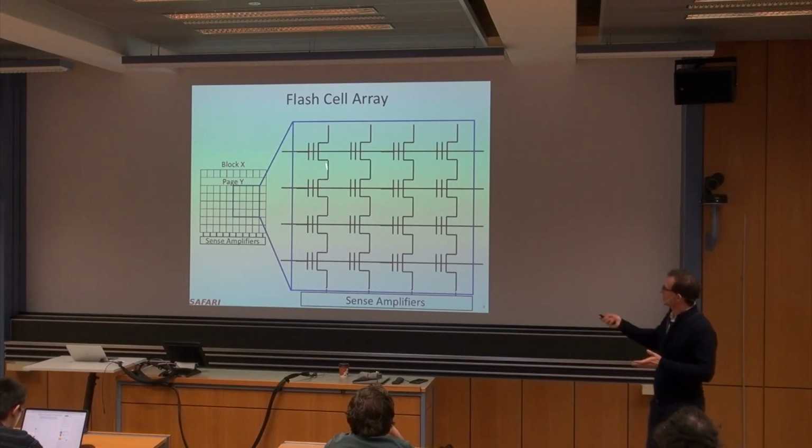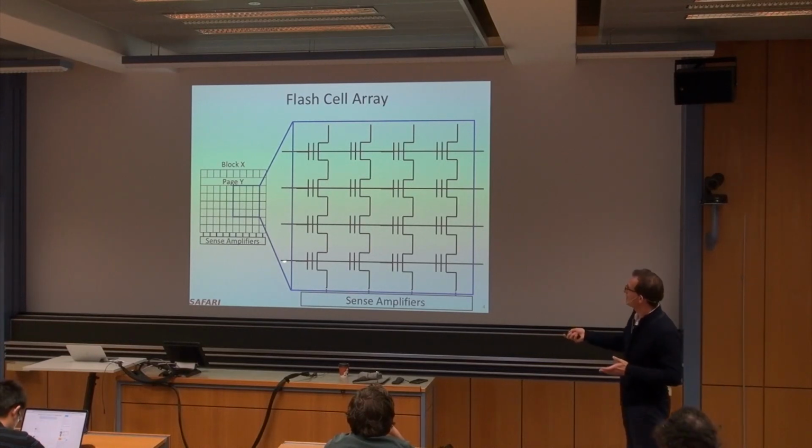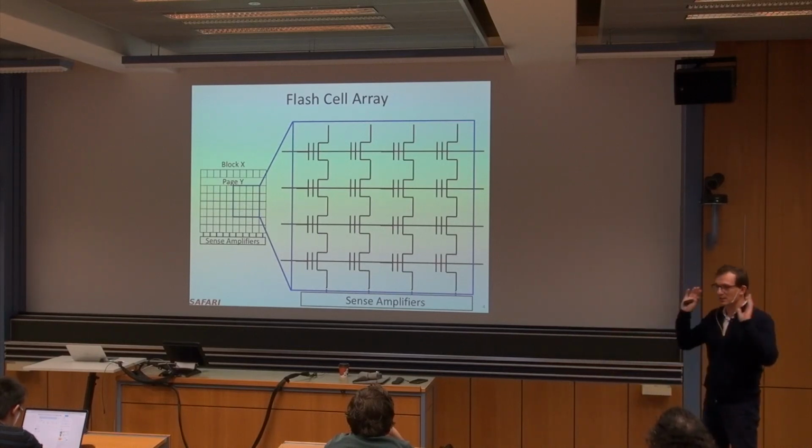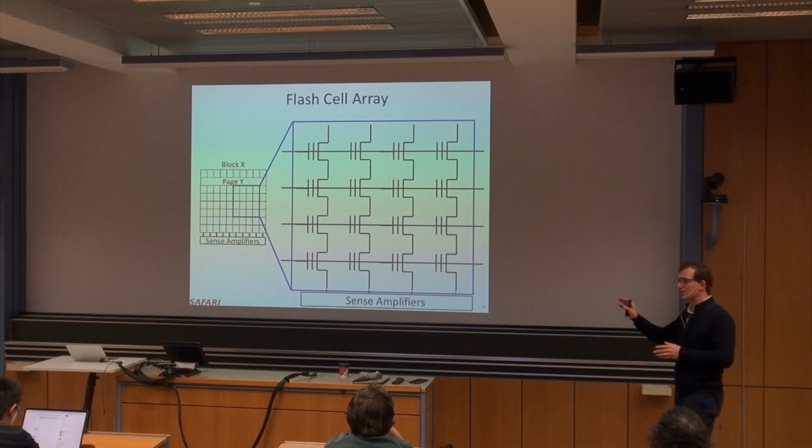And the rest is similar, basically. You have sense amplifiers at the bottom, you have word lines over here, and you have bit lines over here. The difference is the transistors are on the bit line. Right. If you look at DRAM, if you remember DRAM, nothing is on the bit line.